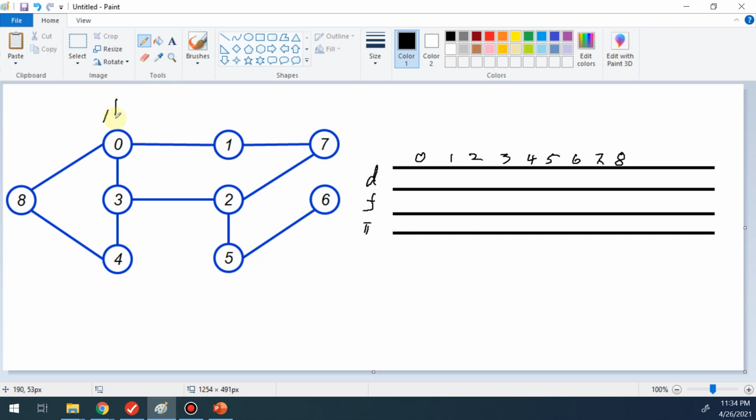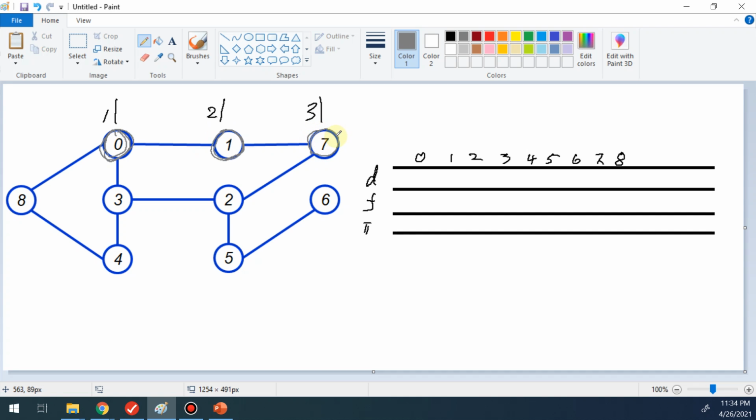Time 1. From 0, we say you are gray for now. We haven't really finished that, but let's go to your first neighbor. Who's your first neighbor? For 0, if we consider all the adjacent nodes sorted from low to high, we will go to 1. For 1, the discovery time is 2. Then we go to 7, and 7 will be 3. At this point, 1 is gray and 7 is gray.